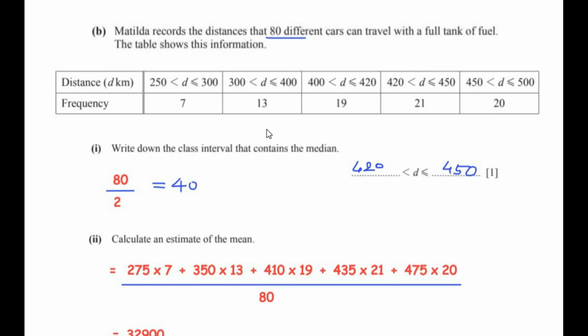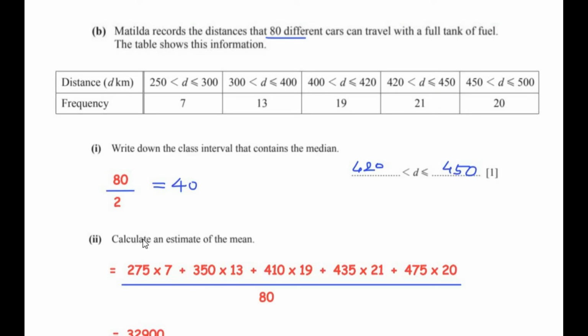You need to keep on adding the frequencies of the cars till you get a value of 40 or a value which is more than 40. So here 7 plus 13, you get 20. 20 plus 19, it is 39, still less than 40. Now here 39 plus 21. Now this is the class interval where we get a value which is more than 40. So this becomes our median class. So we have written the same class interval over here.